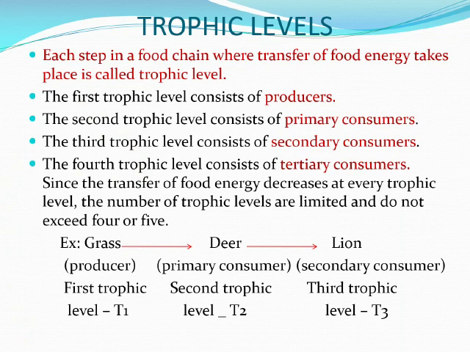I repeat, each step in a food chain where transfer of food energy takes place is called a trophic level. The first trophic level consists of producers, the second of primary consumers, the third of secondary consumers, and the fourth of tertiary consumers. Example: grass is eaten by deer, deer is eaten by lion. Grass is a producer, deer is a primary consumer, lion is a secondary consumer. First trophic level is T1, second is T2, third is T3.